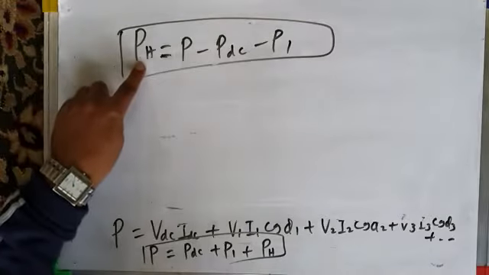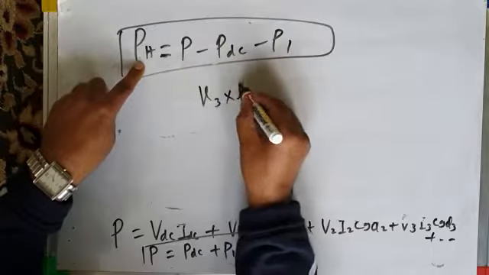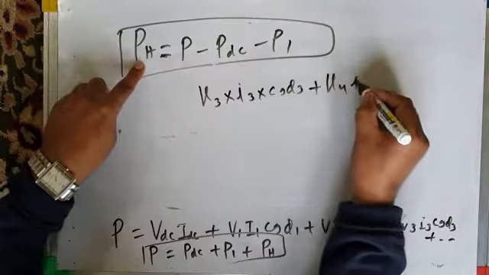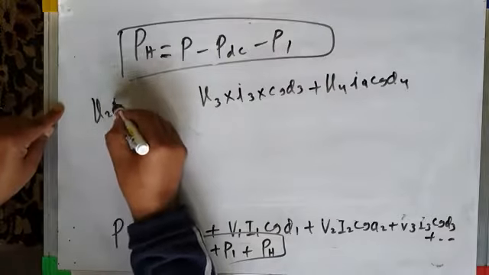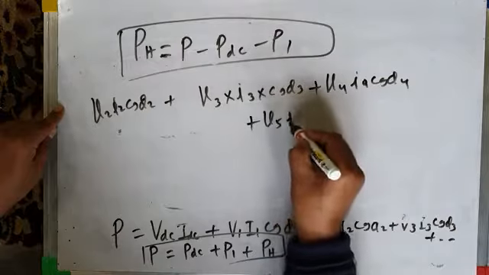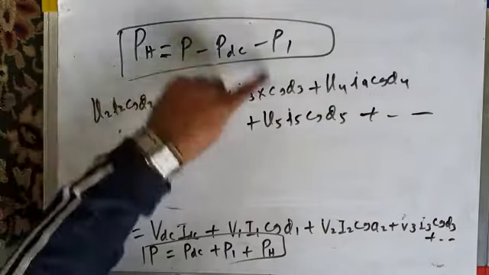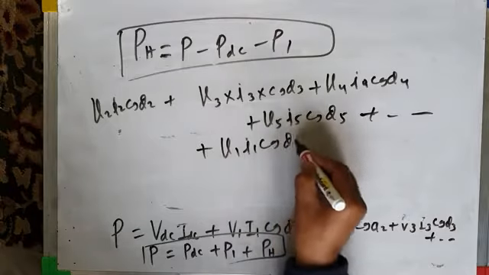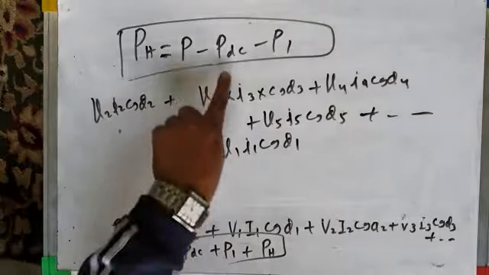Due to harmonic components of current, but it is because of interaction of similar frequency components, V3 into I3 into cos phi 3 plus V4 I4 cos phi 4. Similarly, I should write V2 I2 cos phi 2, then plus V5 I5 cos phi 5 plus so on. That will give you harmonic power. If you also add V1 I1 cos phi 1 to this, that will give you total power. This is the fundamental component plus all harmonic components.